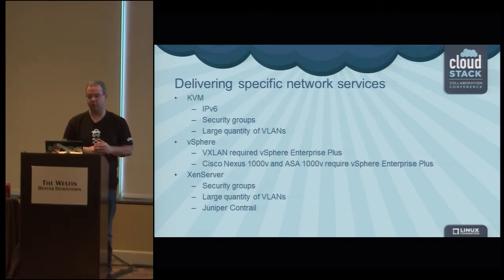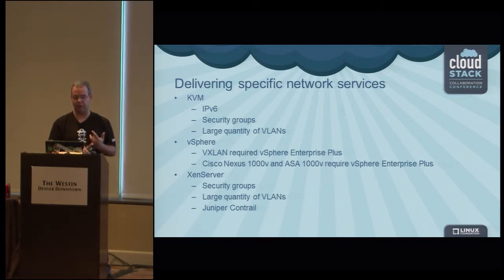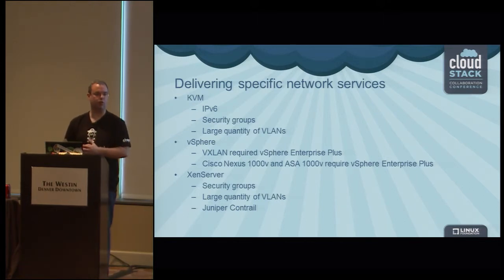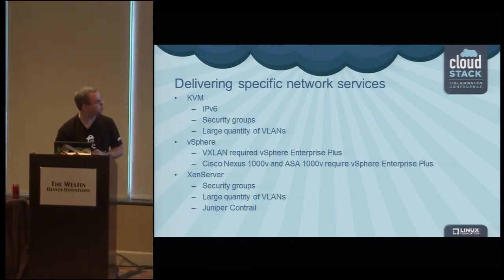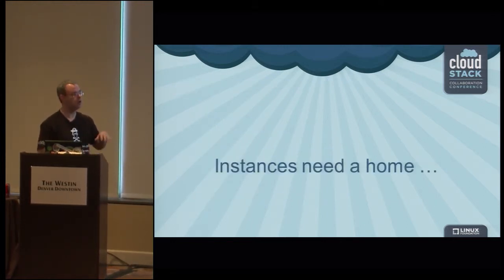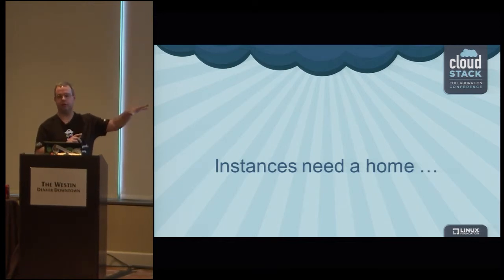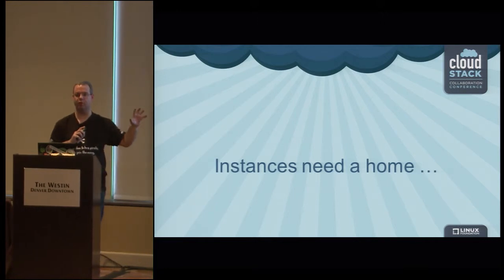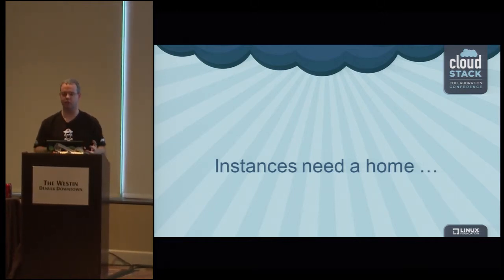So if I'm delivering specific network services and I want IPv6, well, that's KVM. Security groups also work there, an incredibly large, well, let's say the whole 4094 range for VLANs, you get that with KVM. If you want VXLAN and your vSphere, well, obviously you're going to need to get something like Enterprise Plus in play, and probably also the Nexus 1000V, which is going to impact your overall success from a costing perspective. And some of these things actually do play out in terms of the overall success of the cloud by looking at what the cost of service delivery is. So that's the network piece, and when I do designs, that's actually one of the areas where I spend the majority of my time because there's so many areas where it can just get confused quickly.